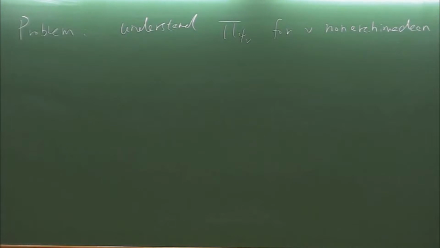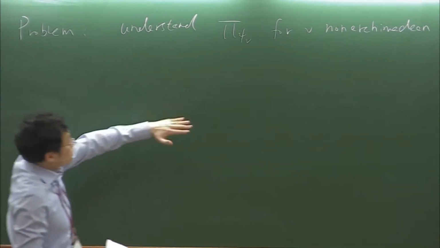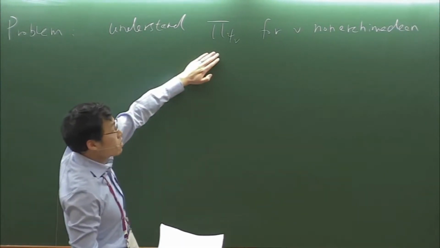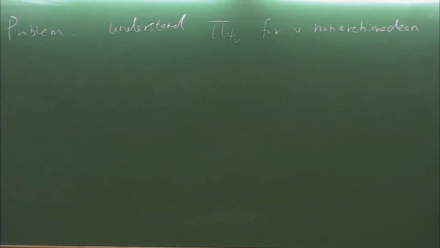But first, to be able to understand this one, you need to have a description. And here we think of it as a local component of a global object. Certainly it's very difficult to work with these global ones, because that's from the automorphic representations. So we need a local description.